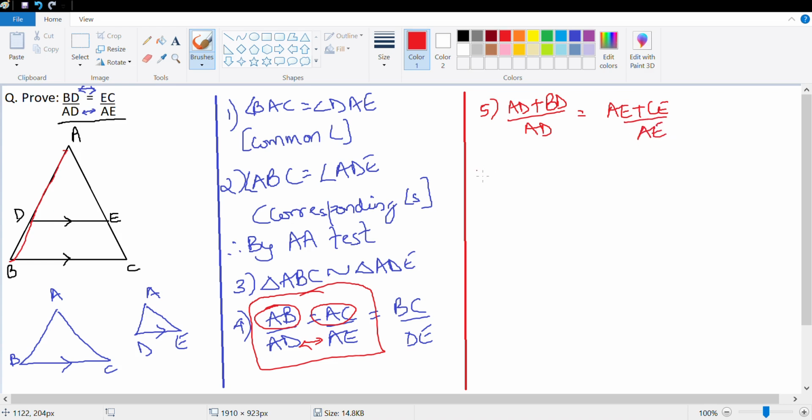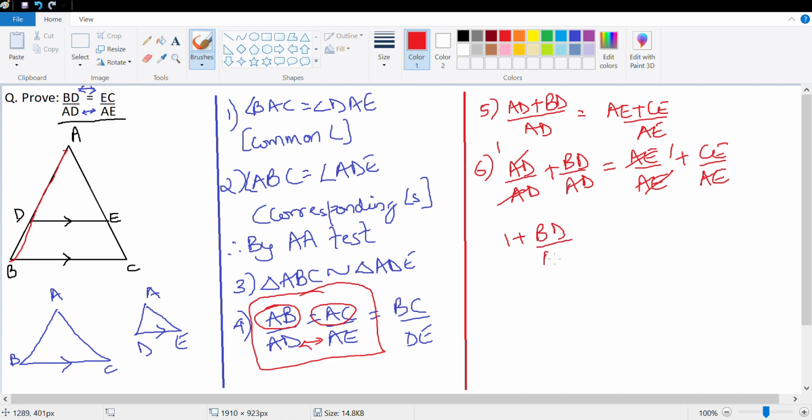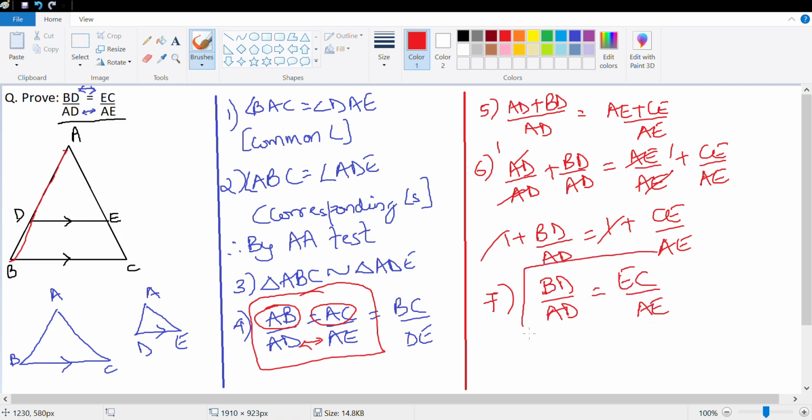Let's break this down into individual terms. This would become AD upon AD plus BD upon AD is equal to AE upon AE plus CE upon AE. That's 1. This is 1. So 1 plus BD upon AD is equal to 1 plus CE upon AE. The 1 and 1 get cancelled from both sides, which means I have BD upon AD is equal to EC upon AE. This is what they wanted us to prove. Done.